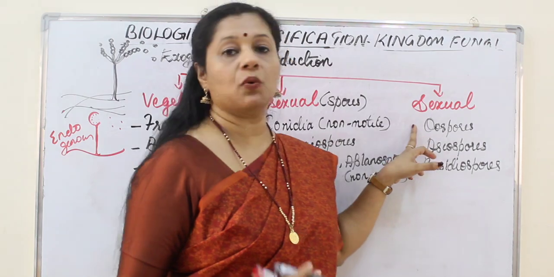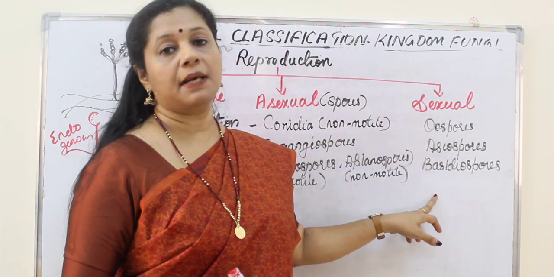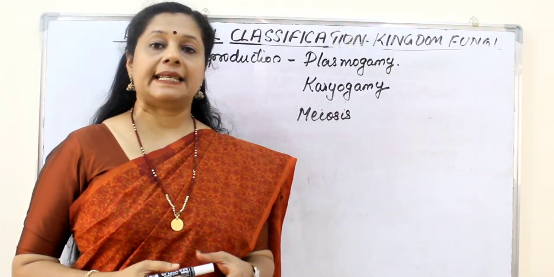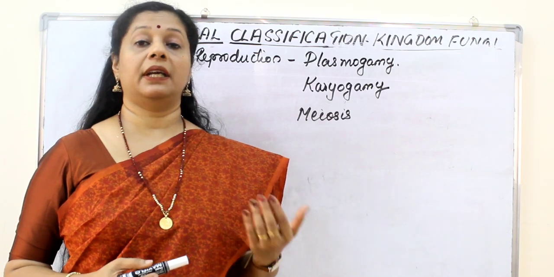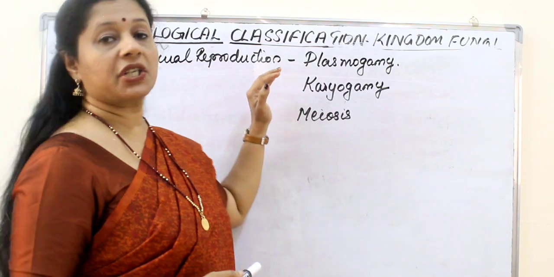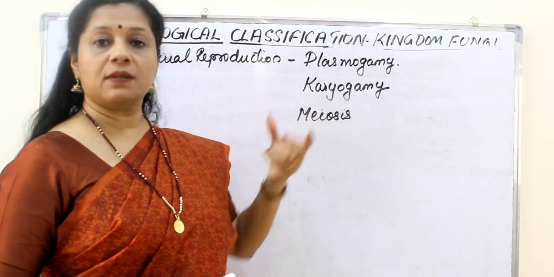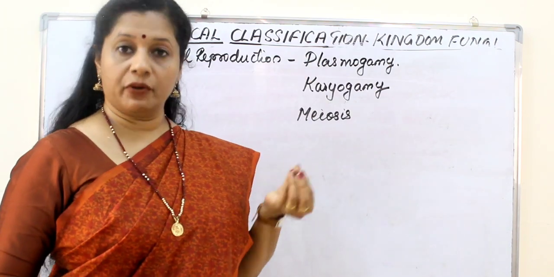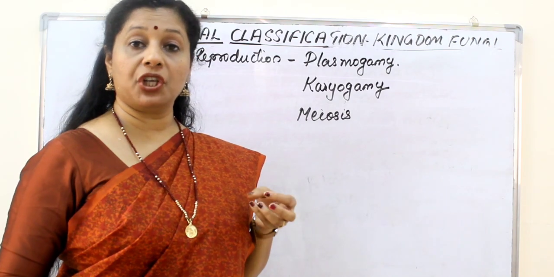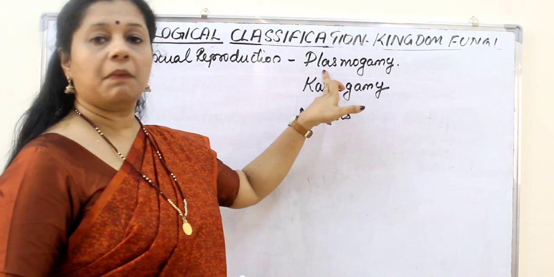Now coming to sexual spores. Sexual spores also have three types: oospores, ascospores, basidiospores. Depending upon different types of fungi, these all will change. Now let's see the stages of sexual reproduction in fungi, or how sexual reproduction takes place in fungi. So here sexual reproduction actually involves three steps: plasmogamy, karyogamy and meiosis. Gamy means what? Fusion. Plasmogamy means what? Fusion of cytoplasm, right, or protoplasm. Then karyogamy means the fusion of nuclei. Then meiosis. Meiosis means what? Reduction division.